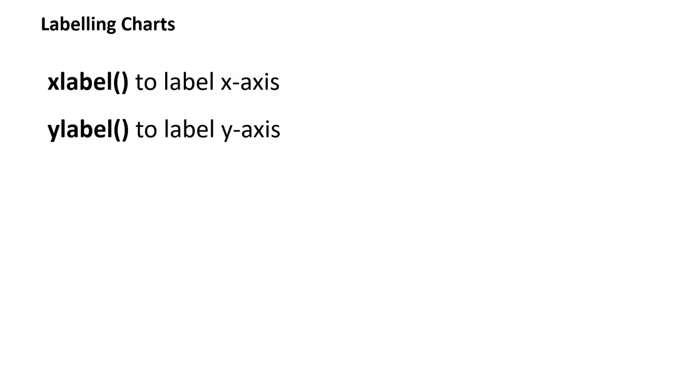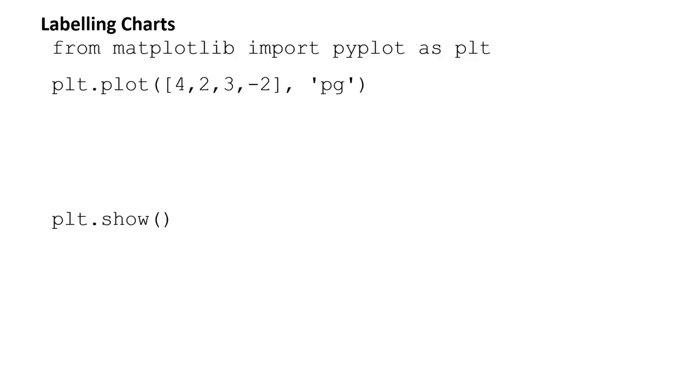Charts can also be labeled. We use the following functions to label the charts. xlabel to label x-axis, ylabel to label y-axis and title to label the title. Let us apply these labels to the previous chart. In this code, before plt.show, we add these 3 lines to the code.